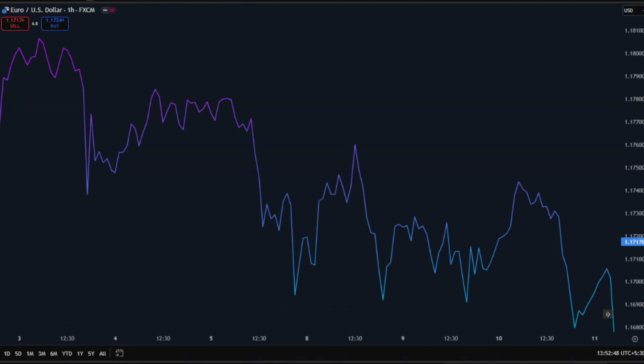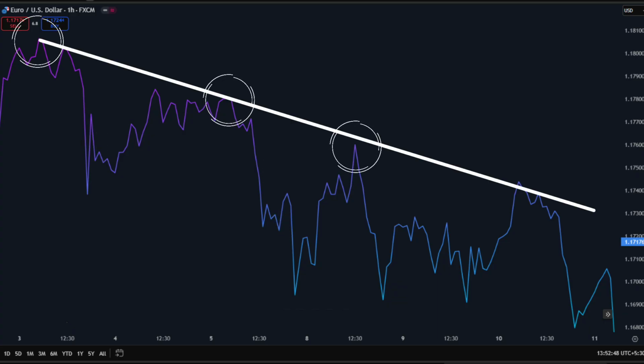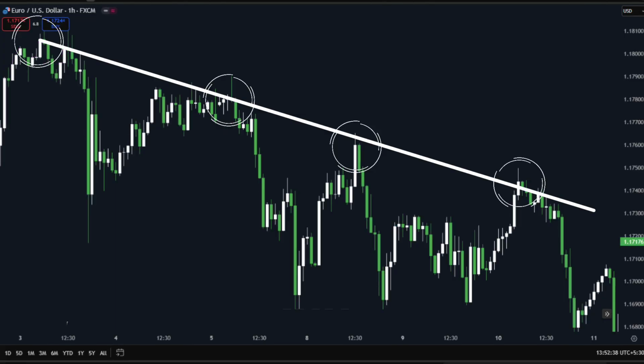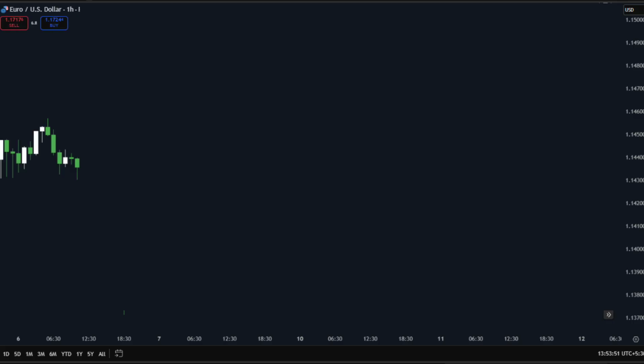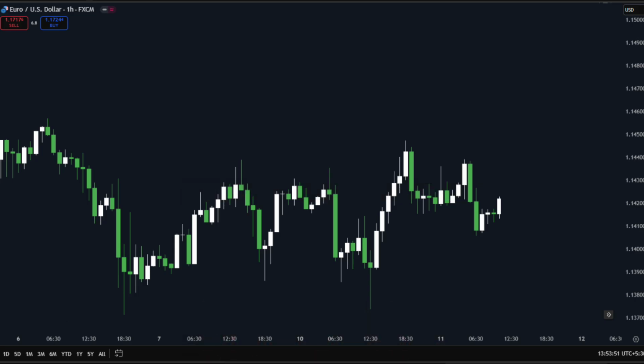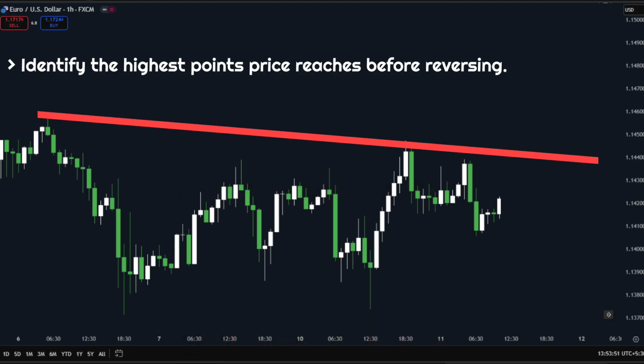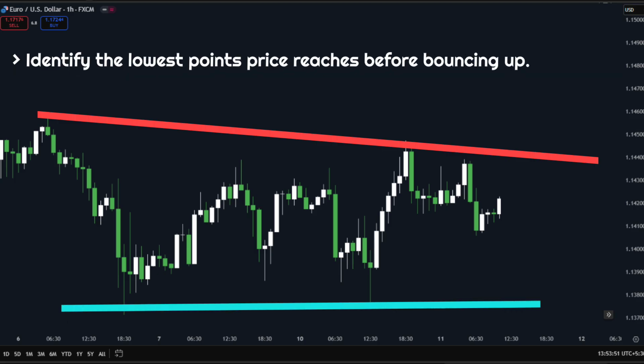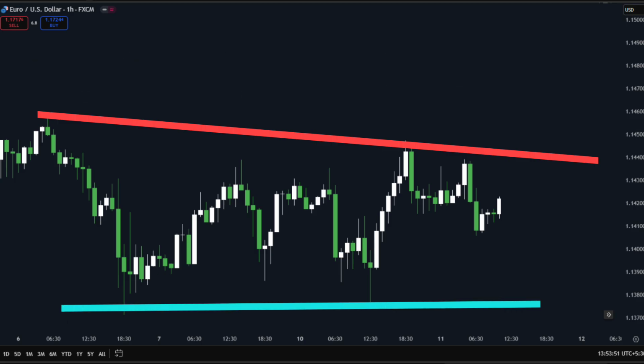How to draw a downtrend line? Steps: switch to a line chart. Identify two or more swing highs, points where price reversed downward. Connect them with a straight line. Confirm with a third touch before relying on it. Sideways trend lines. Steps: identify the highest points price reaches before reversing. Identify the lowest points price reaches before bouncing up. Draw a horizontal line at each. Inside the range, price bounces between your two lines. Breakouts above or below signal possible new trends.